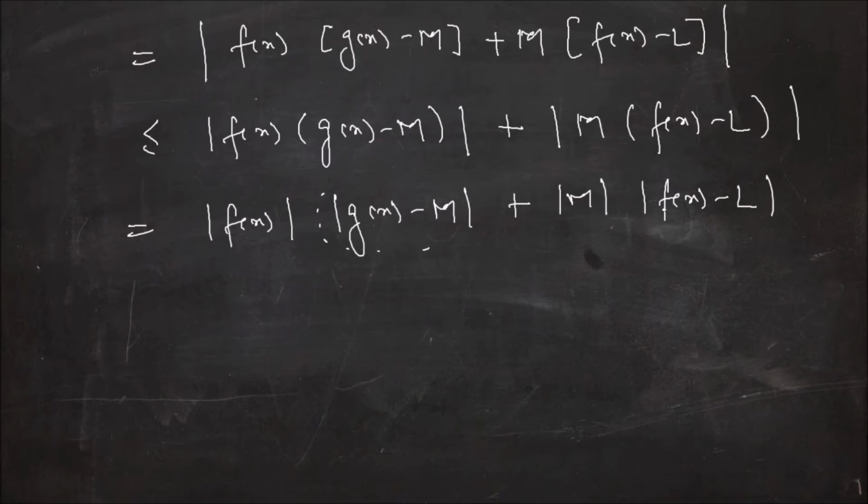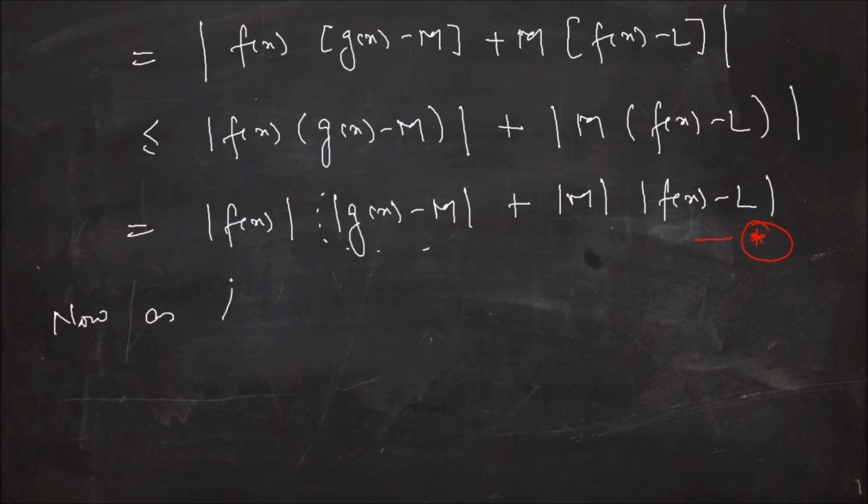Now I will make it less than some epsilon by 2m and this epsilon by 2. So let us first use the boundedness criteria. Mark this as star.